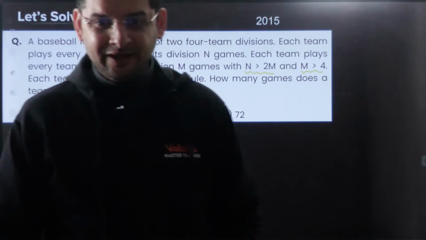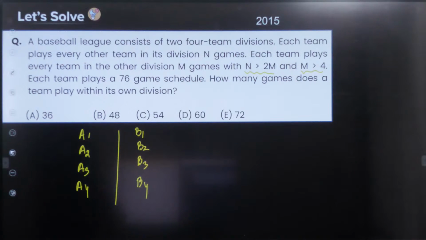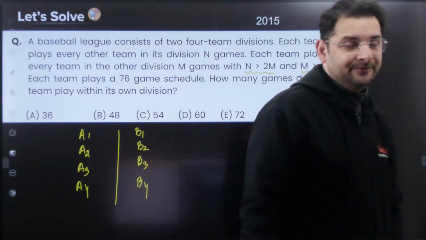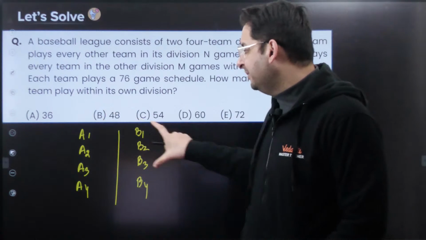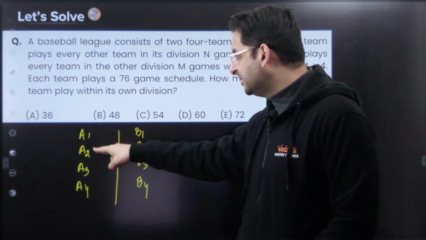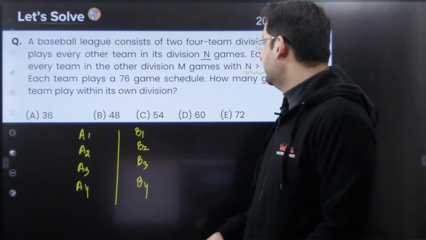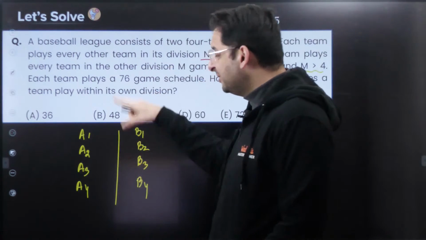But okay, so there are a couple of students who have already found the answer. Orphan, Siddique and Zotin. Very well done. Now see, how do we approach this question? There are 4 teams in each division. Every team plays with the team in its division n times. And I have to find how many matches any one team plays in its division.